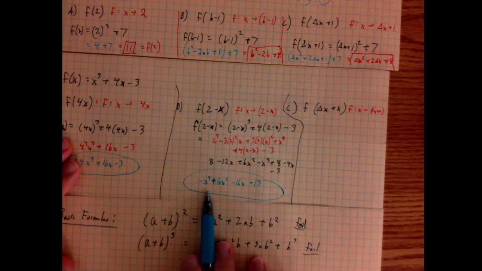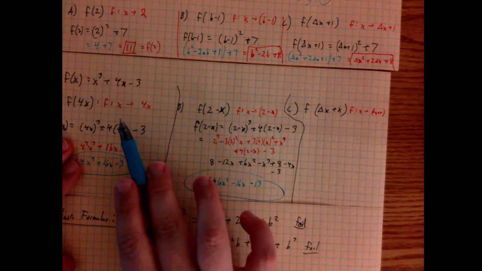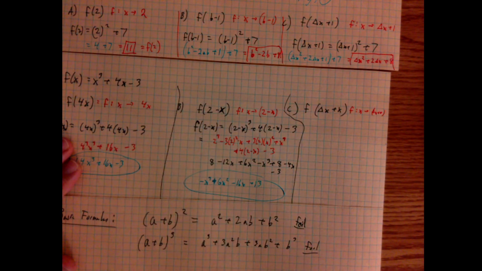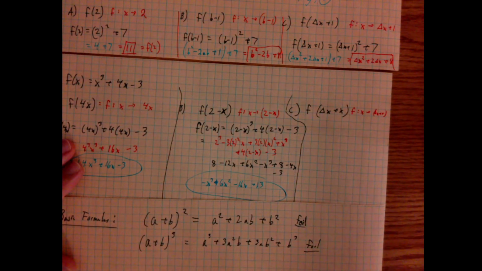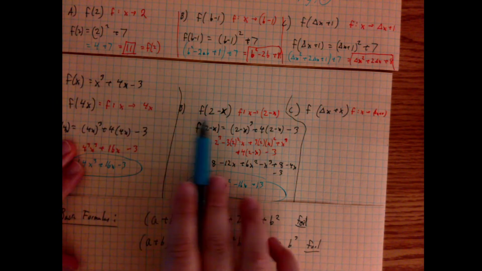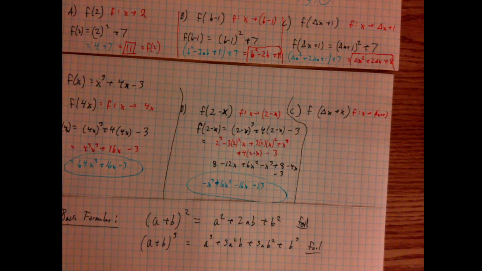And so this is my solution if instead of having f of x, I have f of 2 minus x. Notice it's a different equation, but that's okay. It's supposed to be, because we're not taking f of x, we're taking f of 2 minus x.